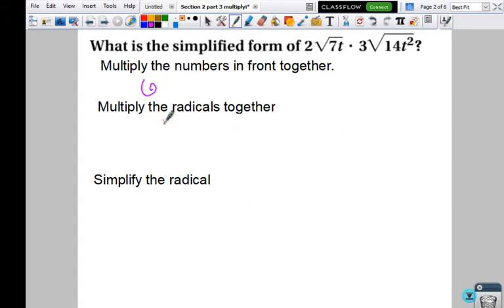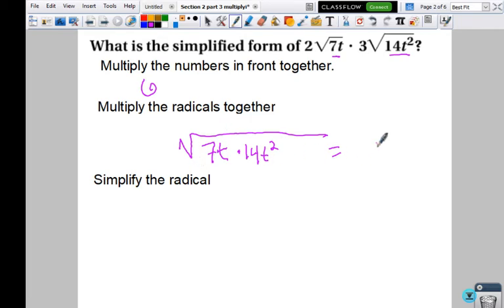I'm going to keep this 6 here. It's going to come back at the end. And I'm going to have one big radical, and inside there I'm going to have 7t, which is this first one, times 14t squared, right? I didn't put squared on the 14, because that's a t squared, not a 14. So I put the first part inside one, and the second part inside one, and then I'm just going to multiply together.